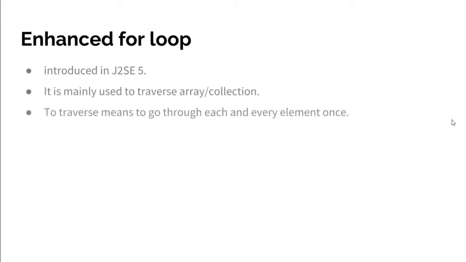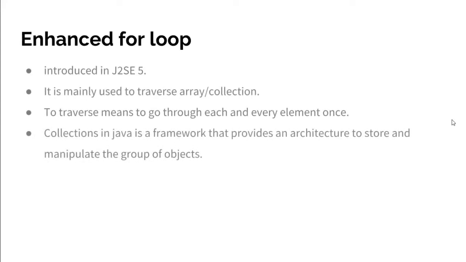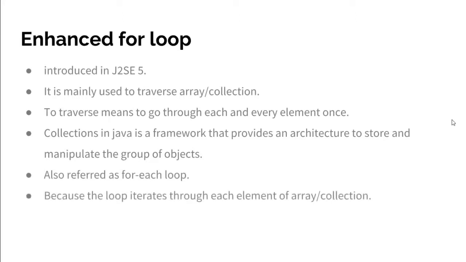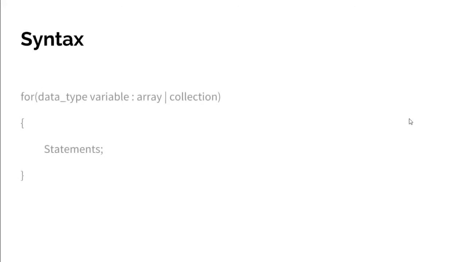To traverse means to go through each and every element once, and collection in Java is a framework that provides an architecture to store and manipulate a group of objects. We will discuss collection in later videos. Enhanced for loop is also referred to as for each loop because the loop iterates through each element of an array or collection. Then, the syntax of enhanced for loop.